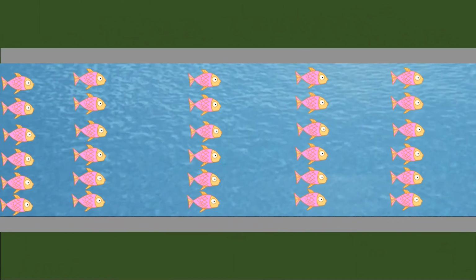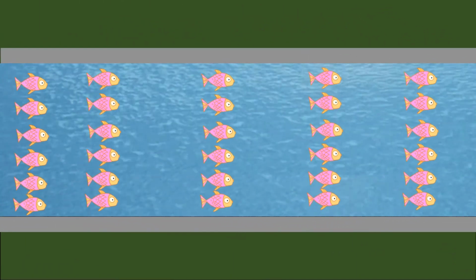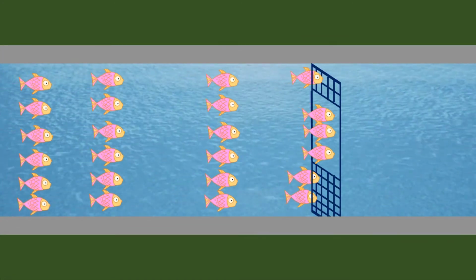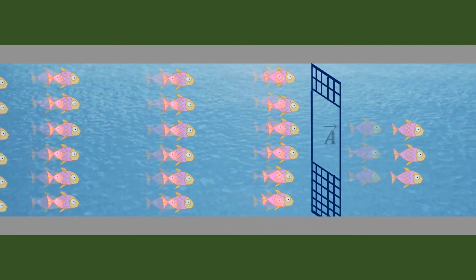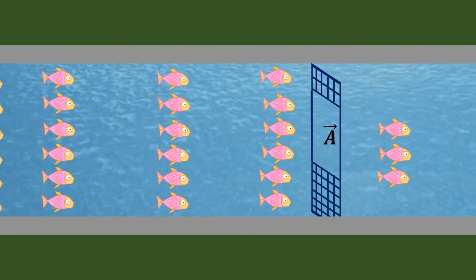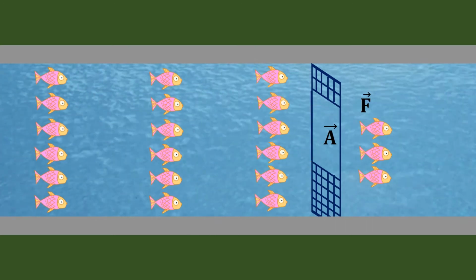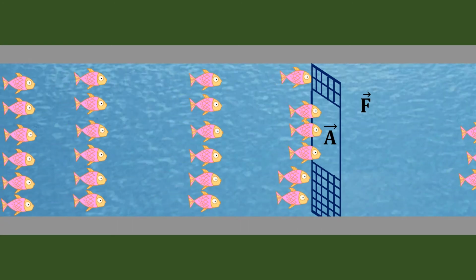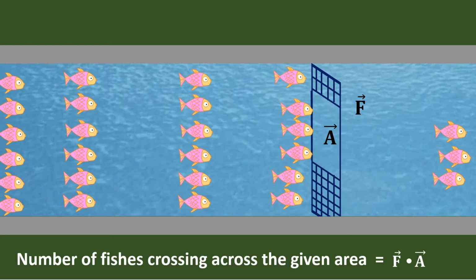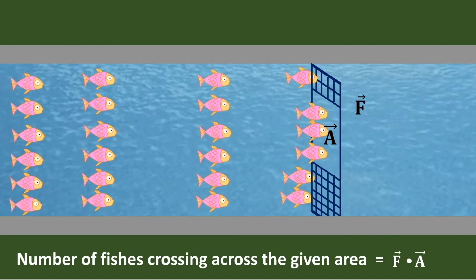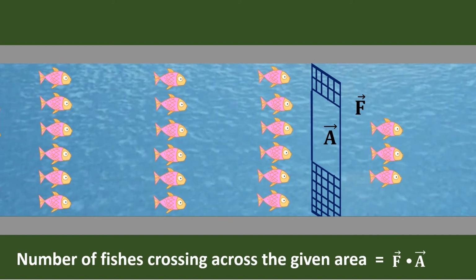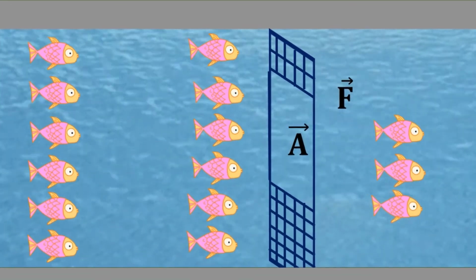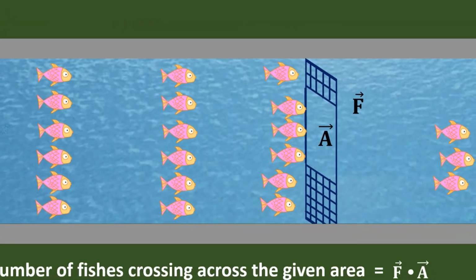Let us consider some lines of fishes crossing through a water column. Place a net there and try to find out the number of fishes crossing through the opening of the net. If vector A is the area vector and vector F is the fish intensity crossing the area vector A, then the number of fishes crossing the given area is fish intensity multiplied by area. This will give the number of fishes crossing per area. Something crossing per area can be called flux. So this can be called fish flux.